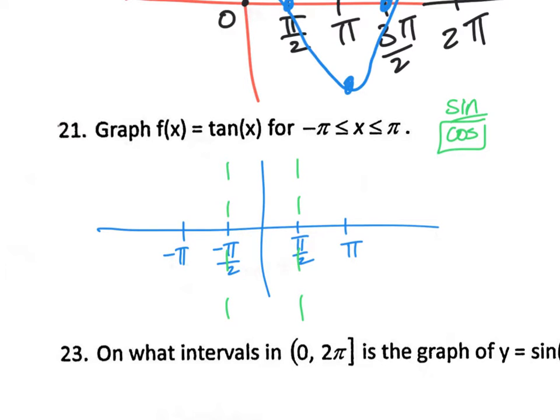Now let's think of the zeros. The zeros of the tangent is whatever makes the sine 0. So this is the pi, the -pi, and the 0.